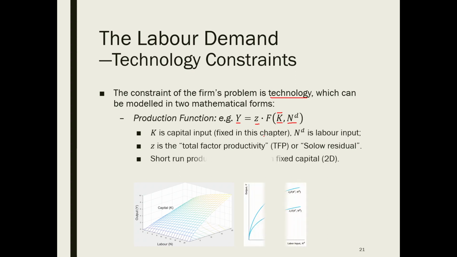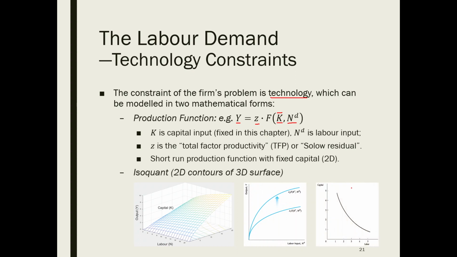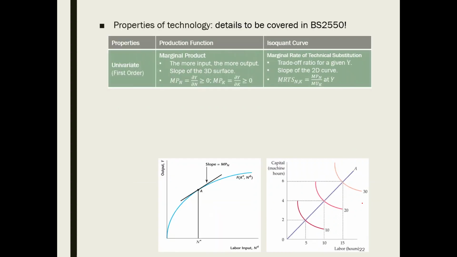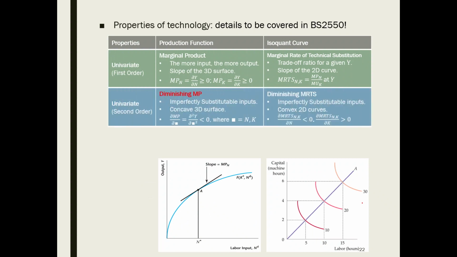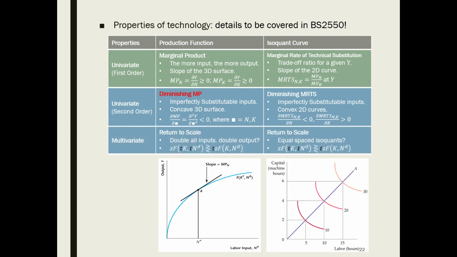The 2D graph is the isoquant, which is the horizontal contour of the 3D production function. It is the counterpart of the indifference curve in the consumer's problem. As you can see, the firm's technology also has the first-order property of positive marginal products and the second-order property of diminishing returns. In addition, it has a multivariate property, returns to scale.